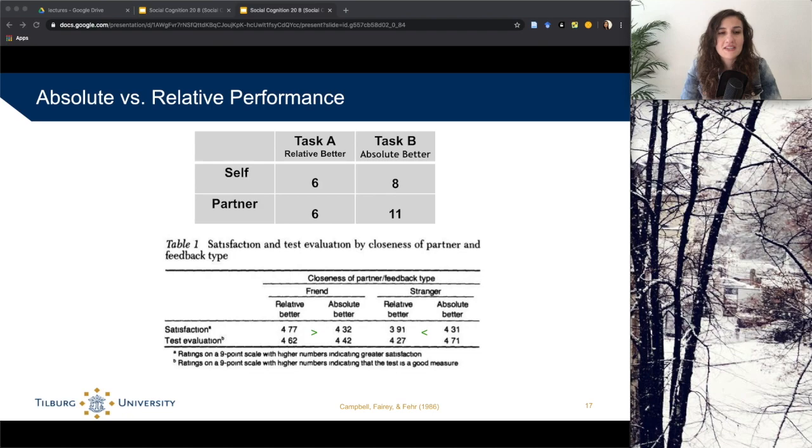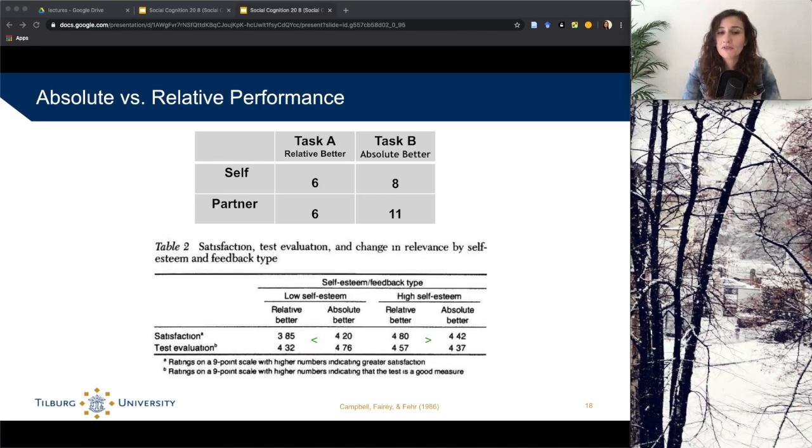Here, what you can see is that the satisfaction and the test evaluation in the condition where participants work together with their friend was always higher for the relative better task than the absolute better task. And in the stranger condition, it was actually the other way around. So satisfaction and test evaluation was lower for the relative better task than the absolute better task. So in other words, it seems like we care more about our relative standing with friends than when strangers are involved as partners. So if there's a friend involved, we care to be compared interpersonally more than absolutely, and if a stranger is involved, we care to be scored more absolutely than relatively.